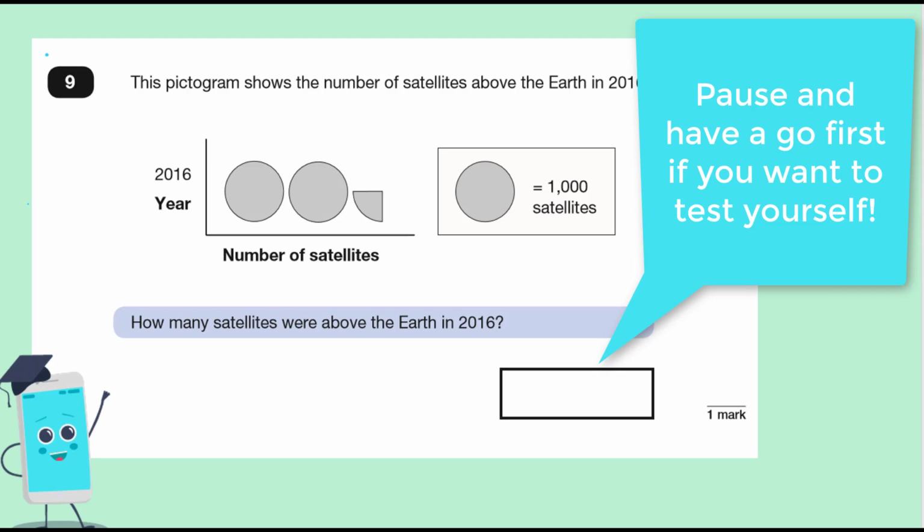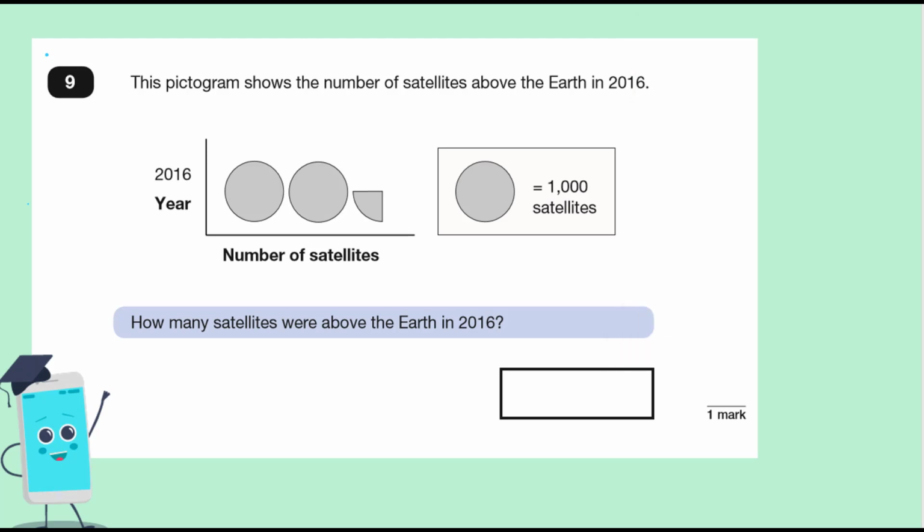Here's another example of a past SAT question from 2019 that is linked to the Year 4 National Curriculum. This question is related to statistics. We have a pictogram. This pictogram shows the number of satellites above the Earth in 2016. Now we have our axes, we've got a label here saying that it's the year 2016, and this says number of satellites. And then this bit is our important bit because it tells us that a circle is equal to 1,000 satellites.